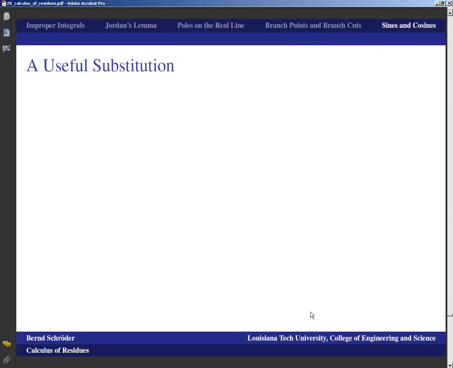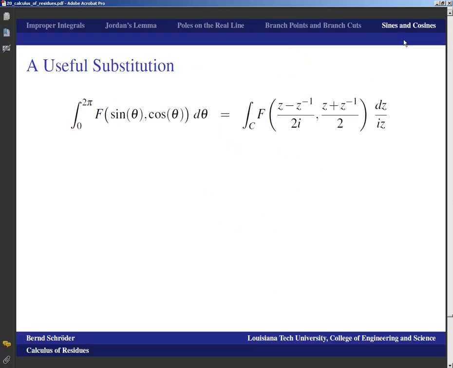Okay, one more example, one more approach, and that is, how do we handle sines and cosines on finite intervals? There's a very nice substitution, which is that if you have anything that depends on sine theta and cosine theta, and you want to integrate it from 0 to 2 pi, that's the same as when you integrate over the unit circle the function f of (z minus z inverse over 2i, z plus z inverse over 2) dz divided by iz. Why is that?